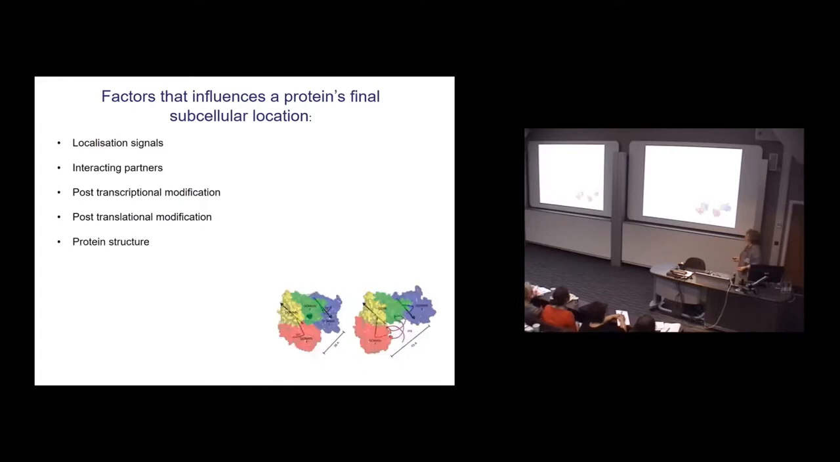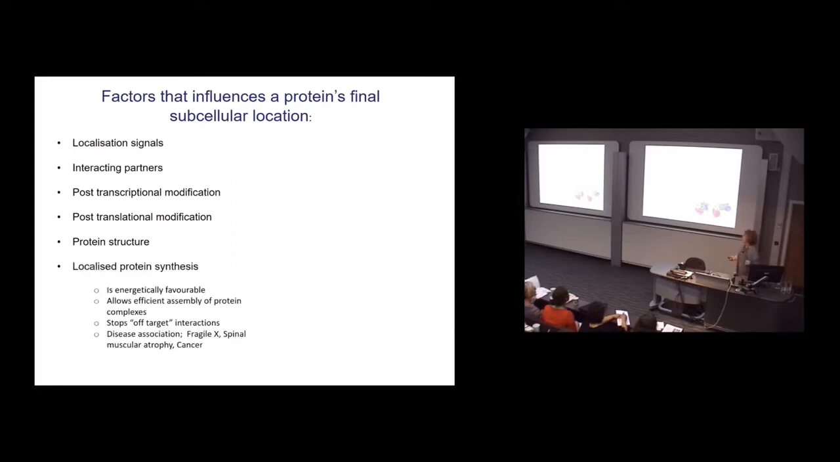And also protein structures. So the sort of poster child for differential localization to do with protein structure is the protein aconitase. Depending on whether it's binding RNA or not will depend whether it's a metabolic enzyme in the mitochondria or a cytoplasmic RNA binding protein.